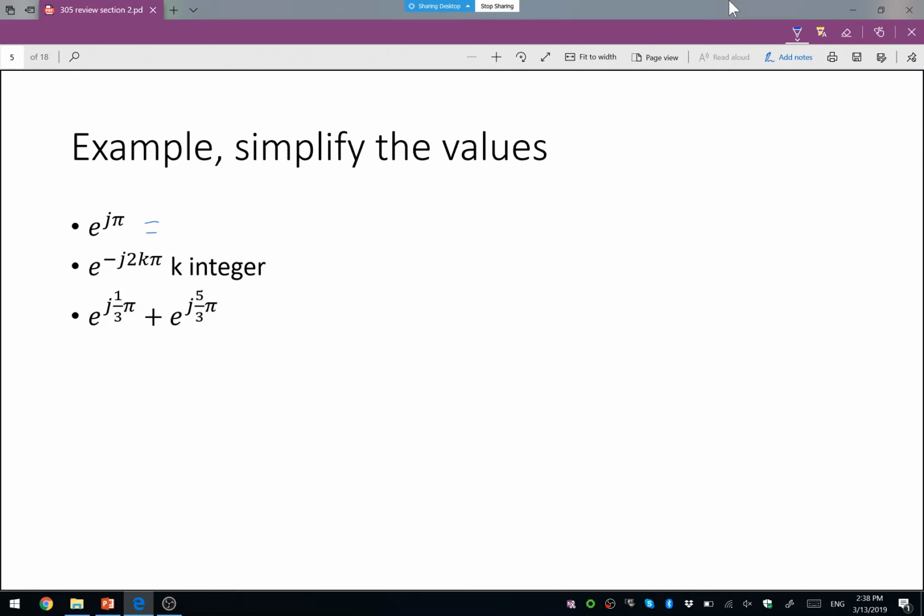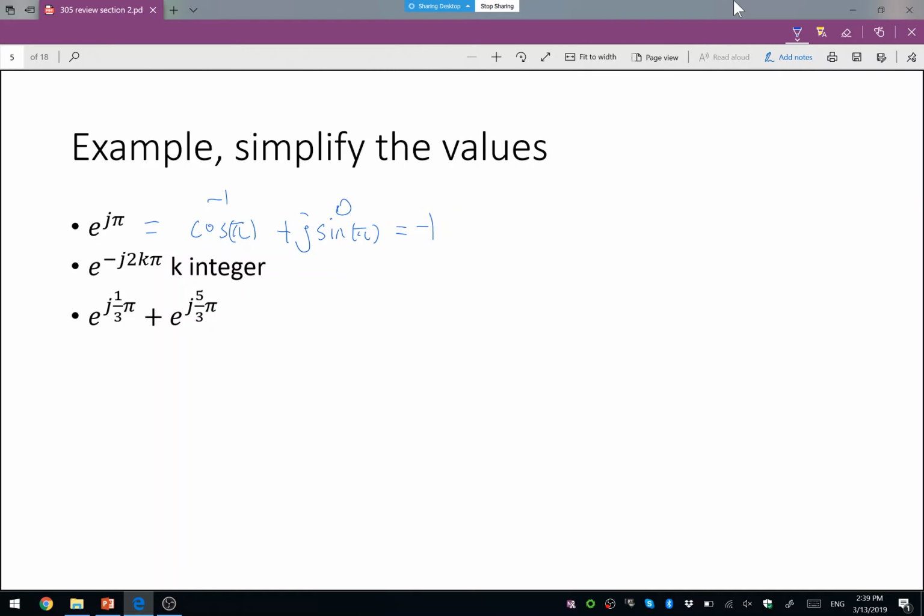anyone want to have a try? Is it cosine pi, which is -1, plus j sine pi, which is 0? Yes, cosine pi is -1 and sine pi is 0. So the answer is -1. Actually, if you are a fan of Euler, this is a very famous equation, e to the power of j pi equals -1.